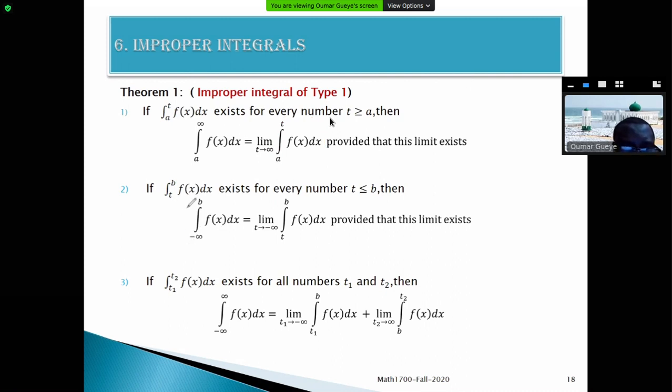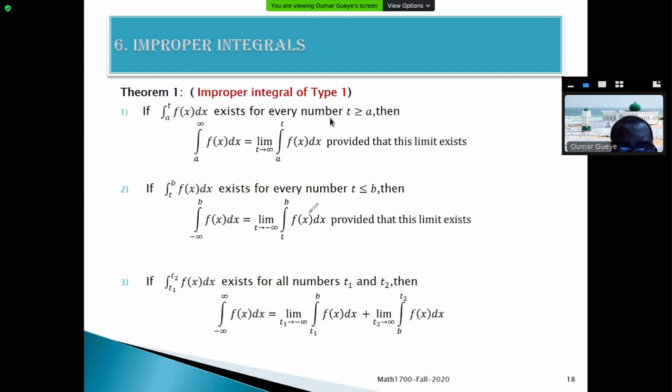In the second case, we want to integrate from negative infinity to b. In this case, you remove infinity and you just replace it by t. And as I mentioned before, t is not a constant. Okay, it's taking values, it's changing. You calculate it, and your integral is going to be in terms of t, and after that you let your t go to minus infinity, and the value of this limit is equal to this integral.